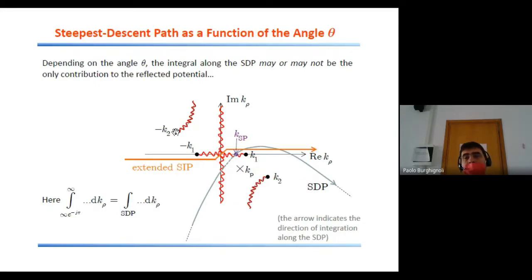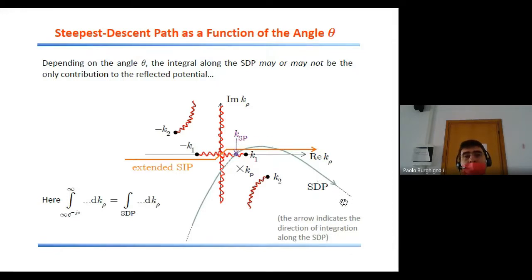Now, consider that depending on the angle theta that defines the direction of observation, the integral along the steepest descent path, that is performed along this gray contour, may or may not be the only contribution to the reflected potential. For example, in this picture here, that would be the only contribution.